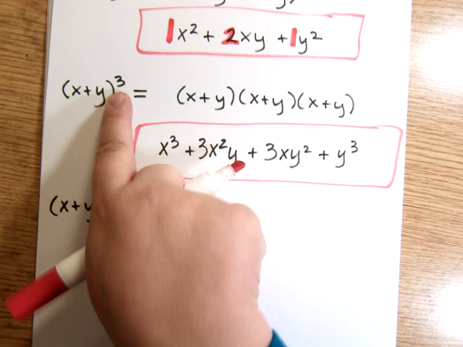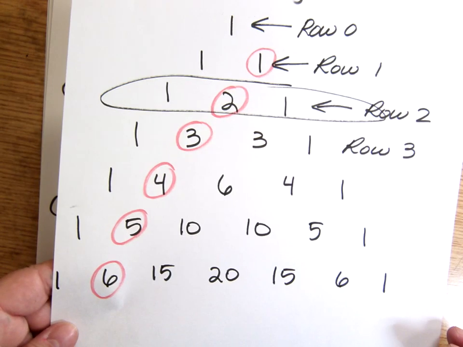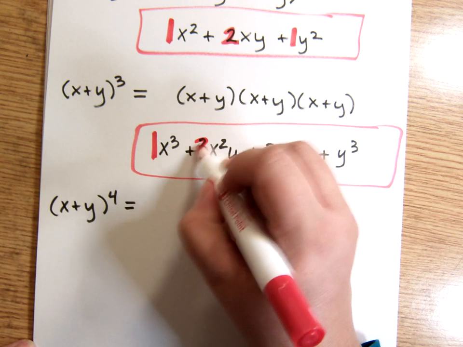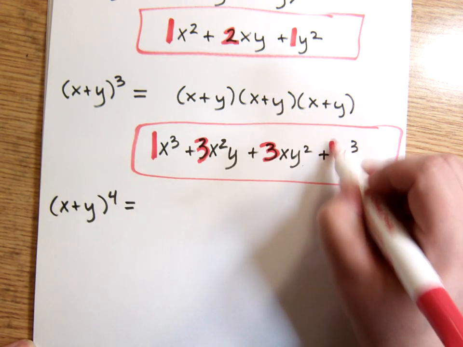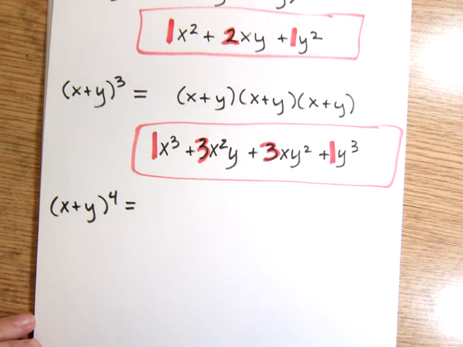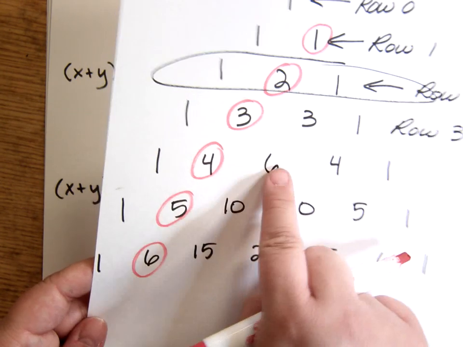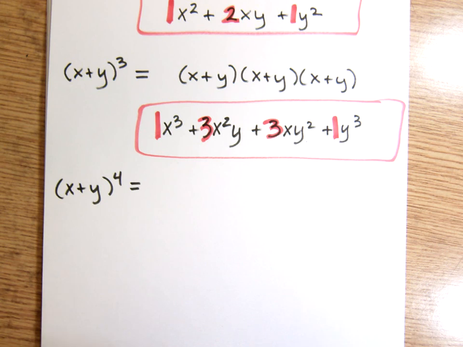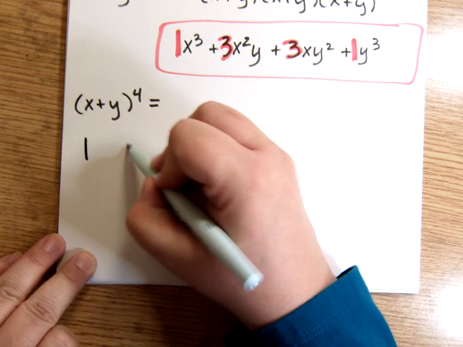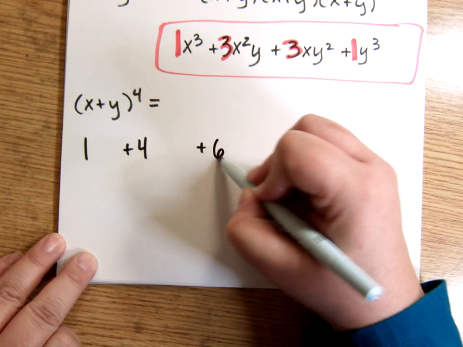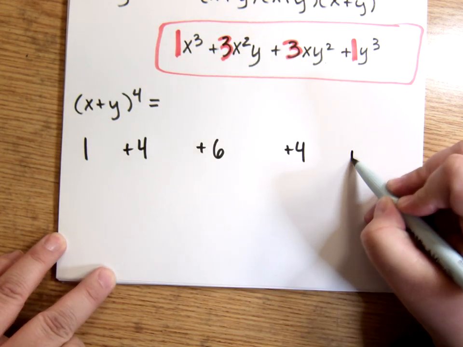Exponent of 3, look at row 3. You have 1, 3, 3, 1. And it keeps going like that. So for instance, for x plus y to the fourth, I would expect the coefficients to come from this row, 1, 4, 6, 4, 1. So that means I'm going to have something that looks like 1, 4, 6, 4, 1.